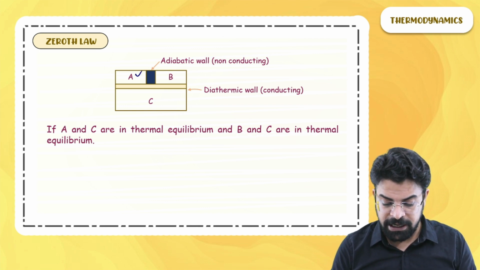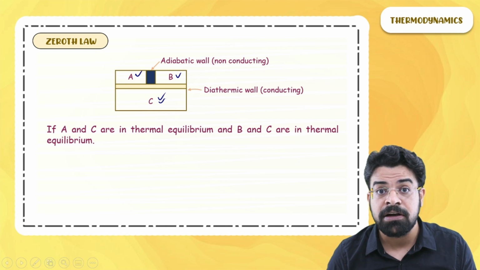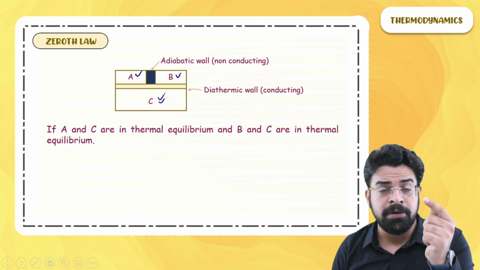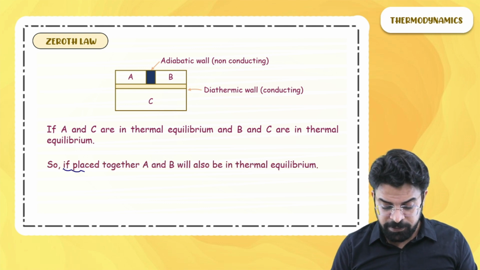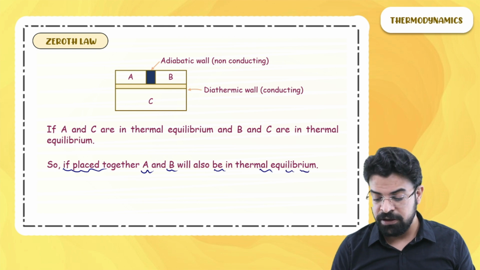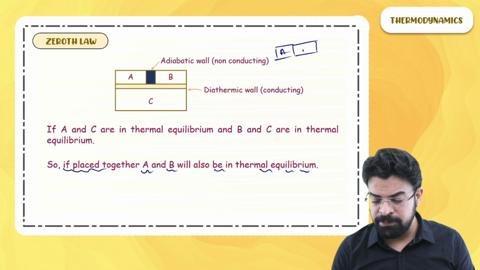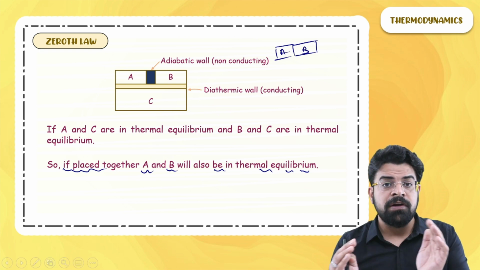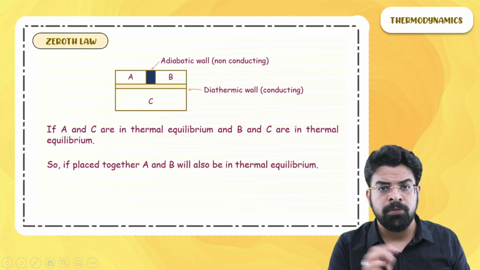then, given that A and C are in thermal equilibrium as well as B and C, this means that no net heat exchange takes place between A and C and B and C. Then if placed together, A and B will also be in thermal equilibrium. So if you take out A, take out B, and place them side by side, then no net heat transfer will take place between A and B. So this is the zeroth law of thermodynamics.